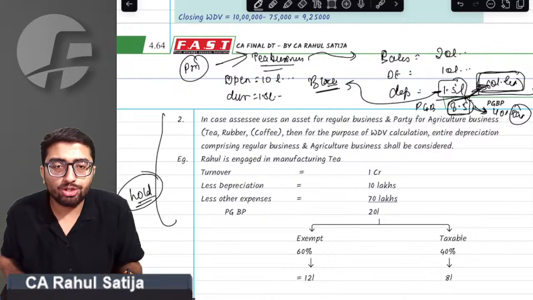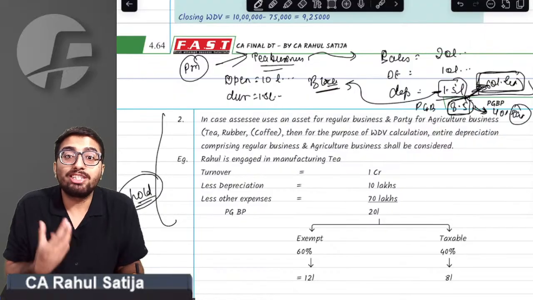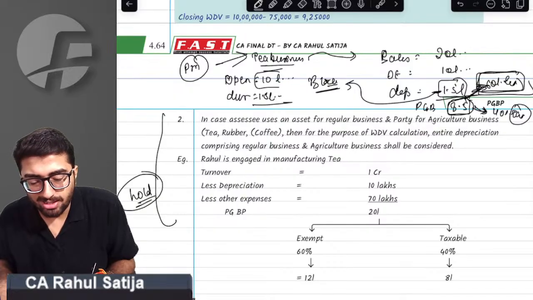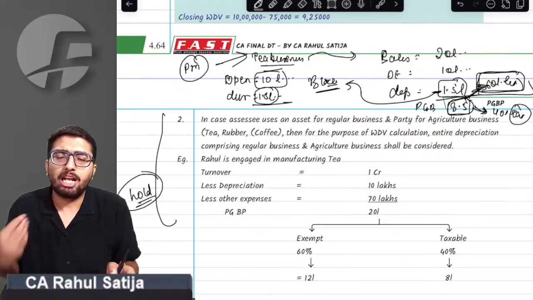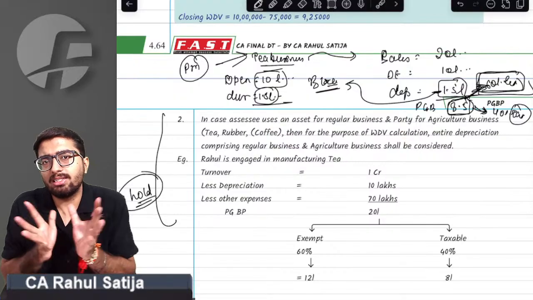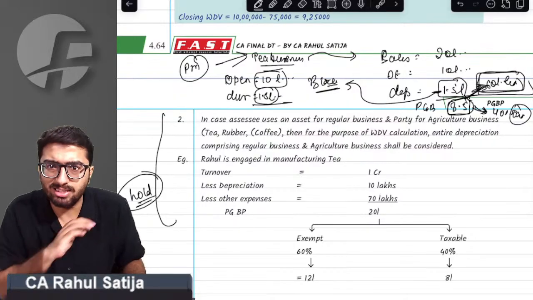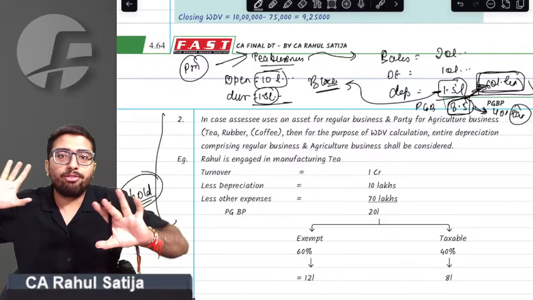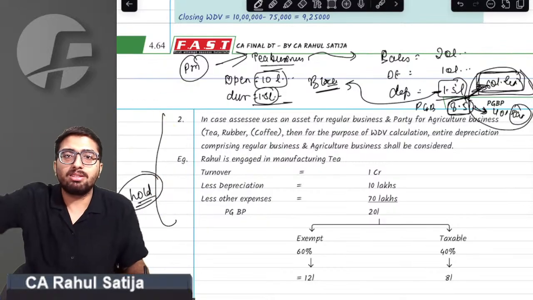Even though some portion of this asset is used for exempt purposes also, your block shall be reduced by the entire depreciation. So if your block of asset has 10 lakh rupees worth of asset, then in that case the entire depreciation shall be reduced, sir, irrespective of whether the asset is used for agriculture purpose or for business purpose. That is irrelevant. For reducing the block, the entire depreciation shall be used, but for considering the total income, only depreciation with respect to business income is considered.